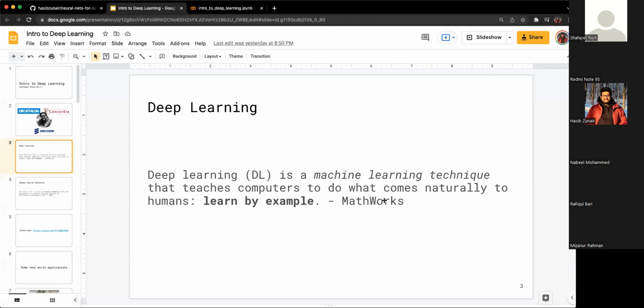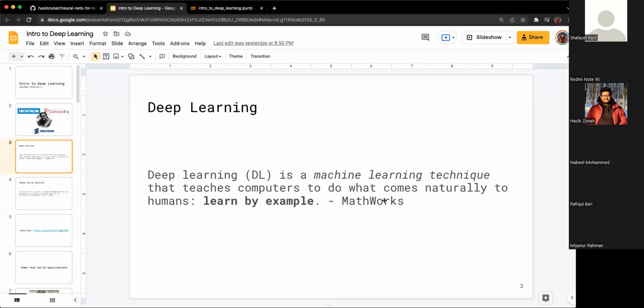I got this quote from MathWorks where they say that deep learning is a machine learning technique that teaches computers to do what comes naturally to humans. We humans learn by example, right? We see something quite a few times, then after that, given a different view of that object or a scene, we can interpret what it is or what's going on there. So the motivation for deep learning comes from that. It learns by being given examples. It looks at examples and sees, okay, this is this and this is that. This is where the learning comes from.